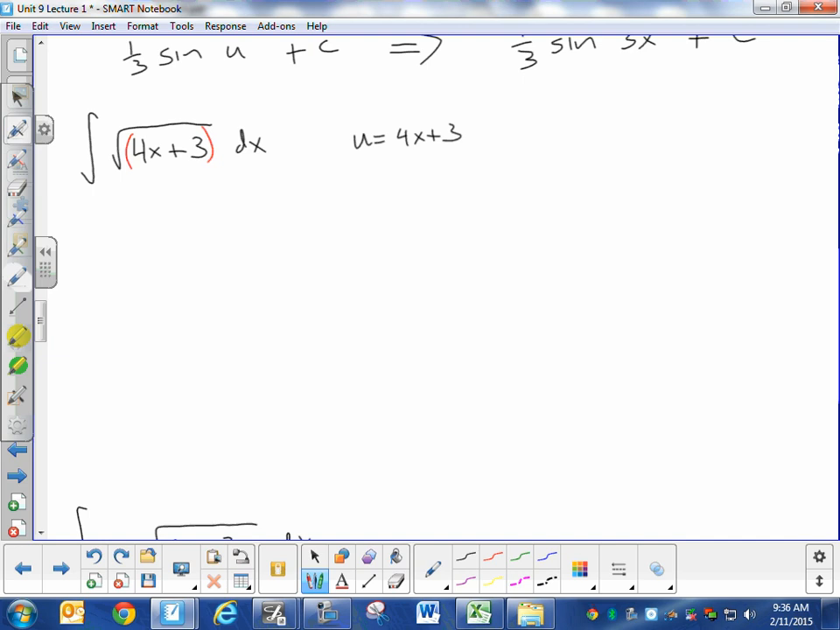Then take that antiderivative using your regular antiderivative rules. Once you find the antiderivative, go ahead and sub back in g of x. See if you can figure it out. Check your answers with a neighbor.